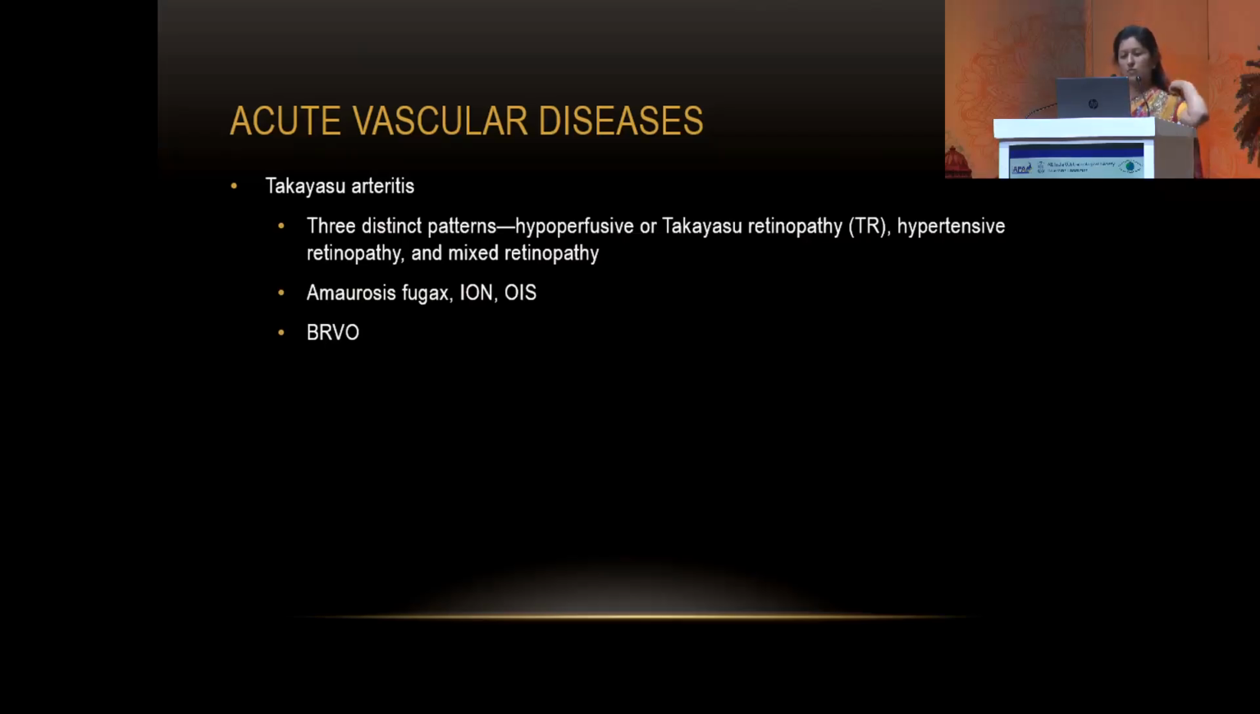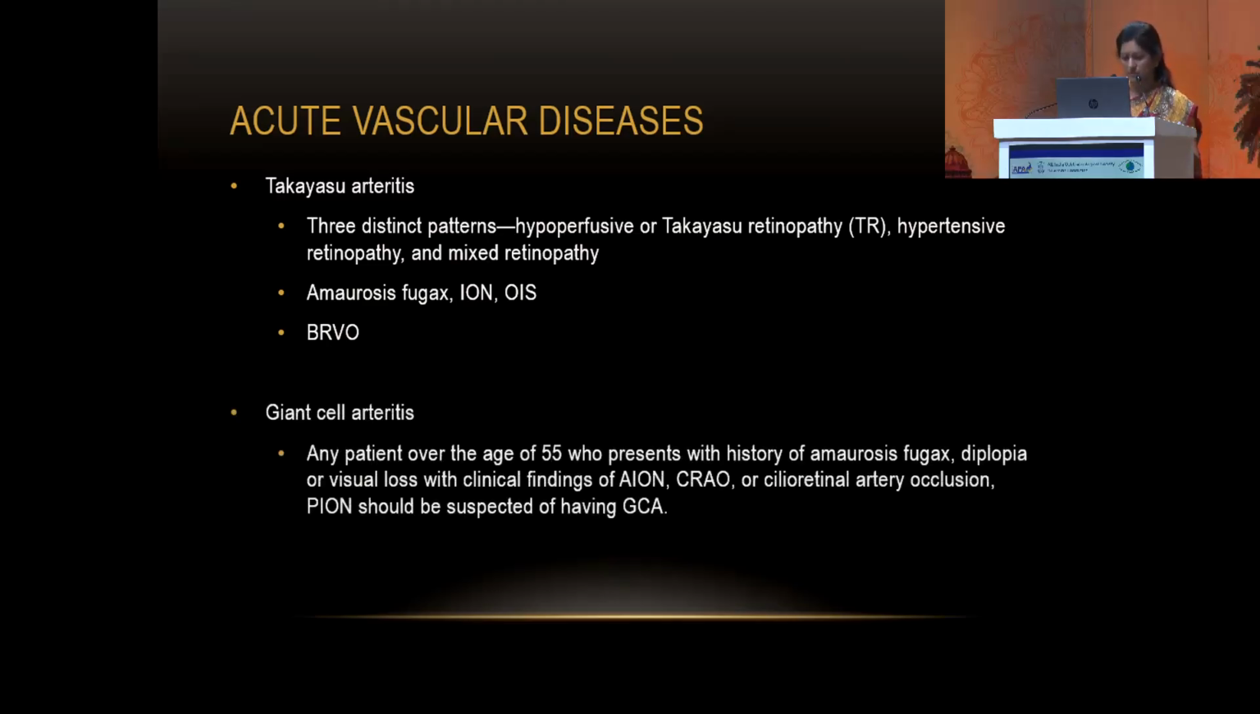Takayasu arteritis was just being talked about, and there are three distinct patterns which you can get: the classic hypoperfusive retinopathy or the Takayasu retinopathy, or since these patients have associated hypertension, you can get hypertensive retinopathy or a mixed retinopathy as well. They may also have episodes of amaurosis fugax, and remember, because the artery and the vein have a common adventitial sheath, they can also present with BRVO, even though it is an arteritis pathologically speaking.